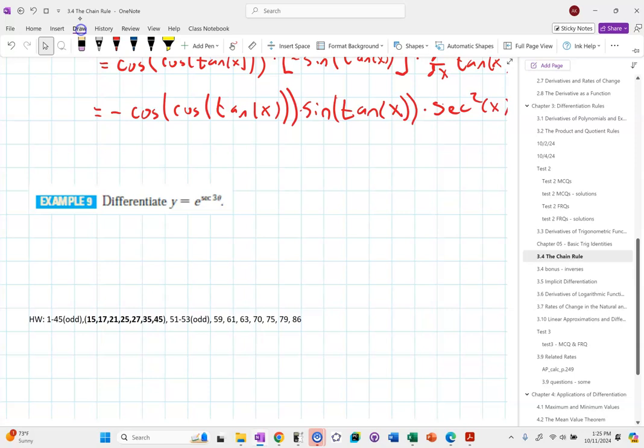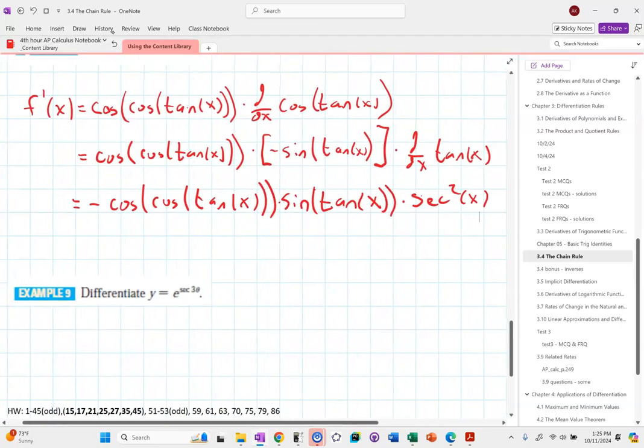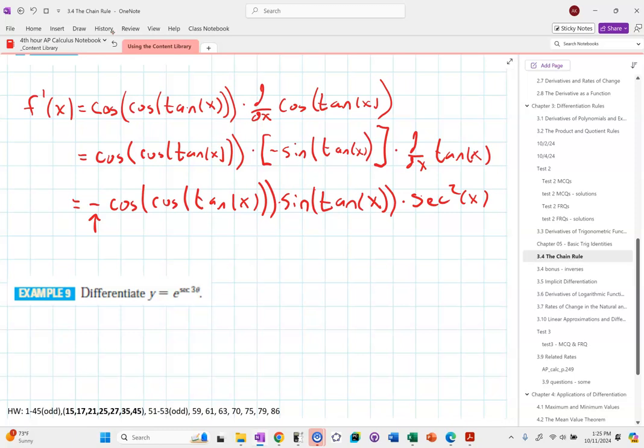Let's take a look at the last example we have here. Differentiate y equals e to the secant 3x. Yes, sir. For the last question, where's the negative sign? Oh, I put it out front. I just moved it all the way to the front because I didn't want it to look like subtraction inside of the problem.